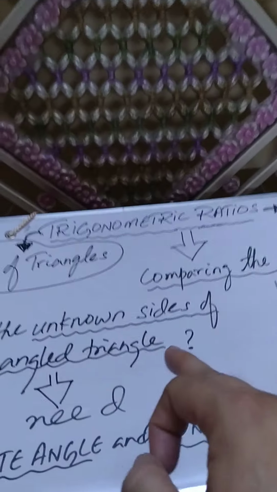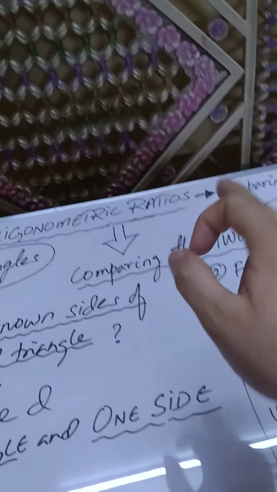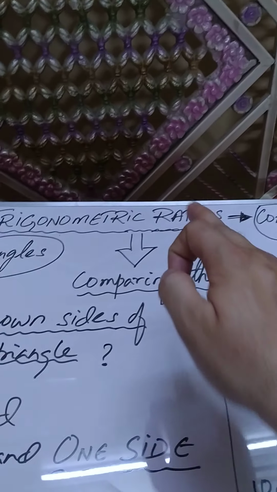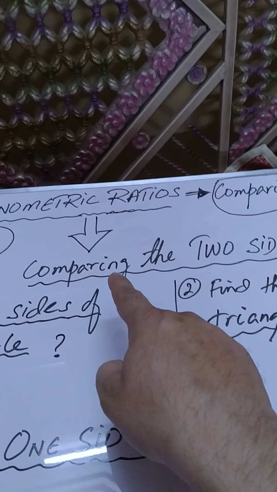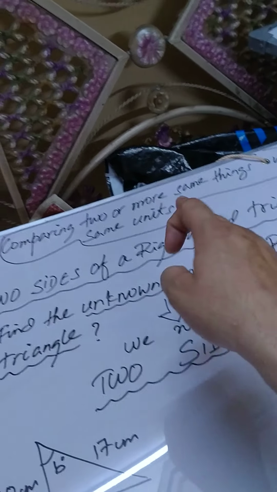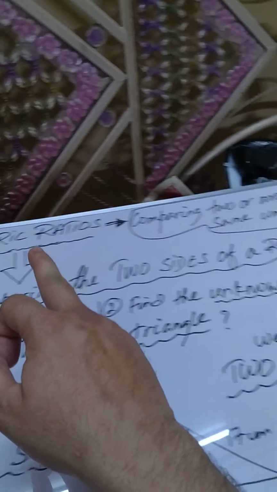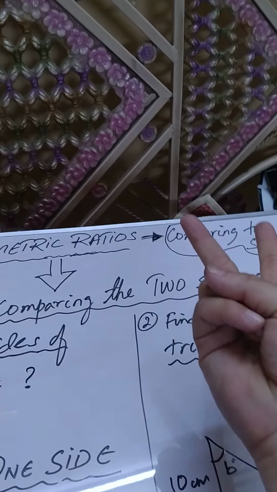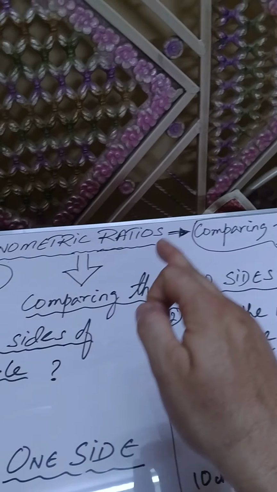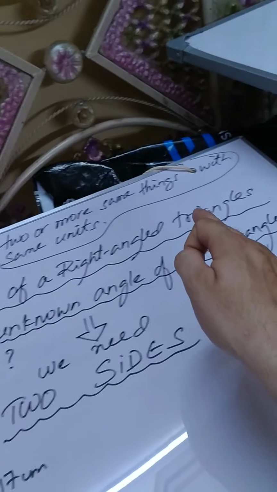So guys, why do we call this topic trigonometric ratio? The reason: trigonometry means study of triangle and ratio means comparing two or more same things. So trigonometric ratios mean comparing the two sides of a right angle triangle. Right angle triangle means trigonometry, comparing the two sides means ratio. So that's why we call this topic trigonometric ratios, comparing the two sides of a right angle triangle.